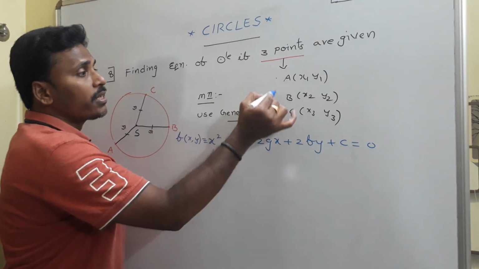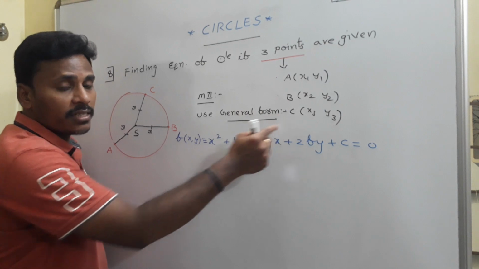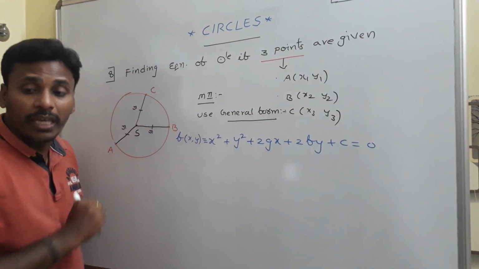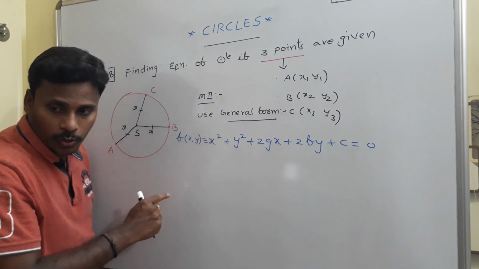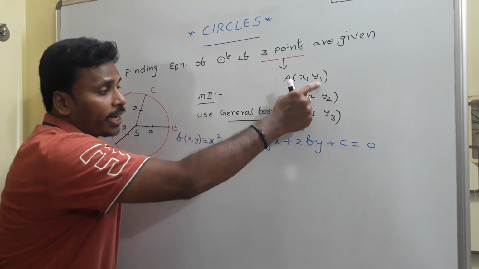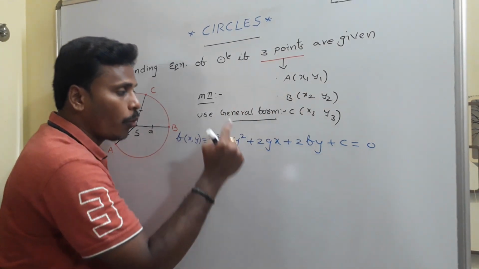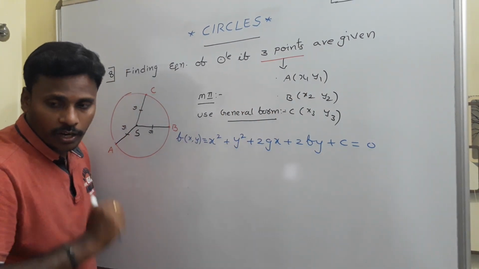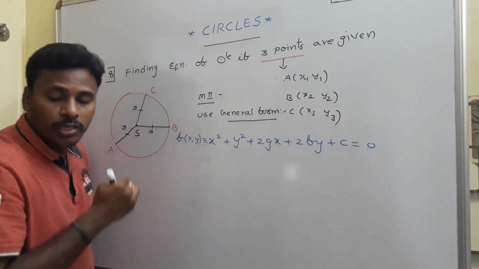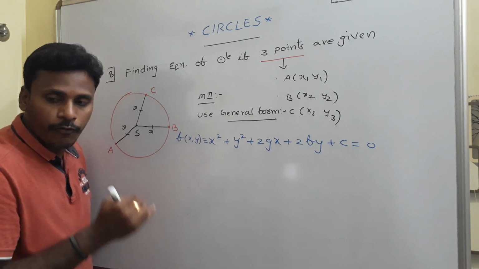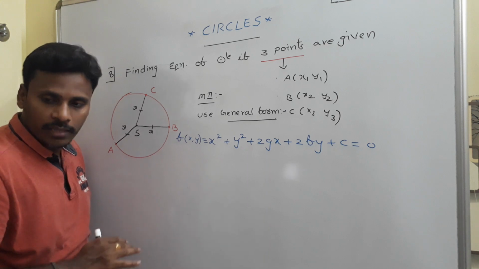Since these 3 points A, B, C are on the circle, these 3 points satisfy this general form equation. This is the general form, right? These 3 points will satisfy this equation. So substitute x1, y1 in this equation, you will get one relation. Substitute x2, y2, you will get another relation. Substitute x3, y3, there is a third relation. Solve those three relations to get g, f and c. After having g, f and c, that's enough to write the circle equation.